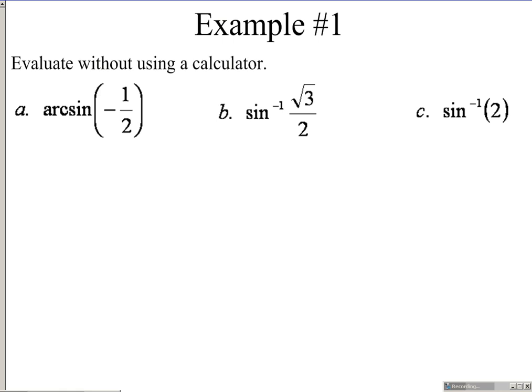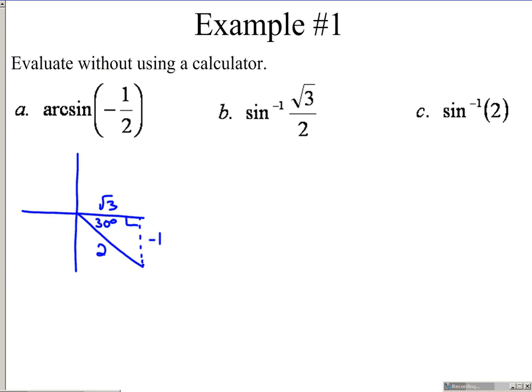Evaluate without using a calculator. Arc sine of negative 1/2. Arc sine, we can't use quadrant 3. Has to be negative. All students take calculus. Has to be drawn then in quadrant 4. Arc sine, opposite over hypotenuse. You should recognize this triangle. Our reference angle is going to be 30 degrees.